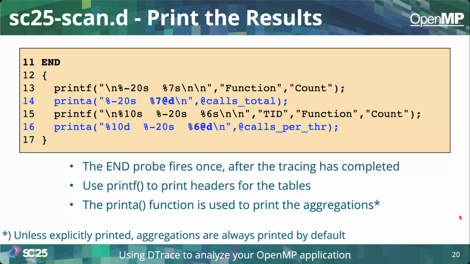But I like to collect the information and then print it all out in the end probe, and that's what I'm doing here. The printf statements are the same format as in C, printing headers of columns, and at line 14, for example, print A, I print an aggregation, and I use formatted prints so that I can get a nice layout. I want to call out the second field there at line 14, %7@D. Normally you would expect %7D. The at symbol means that I'm going to print the value of the aggregation, in this case the count. And similar for lines 15 and 16.